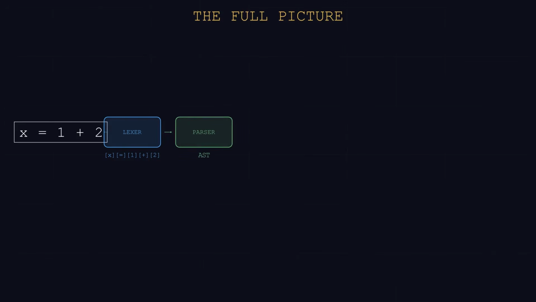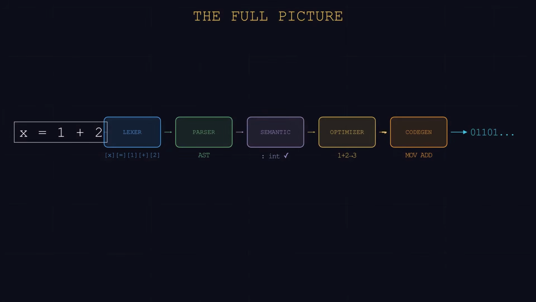So here's the full picture. You typed x equals 1 plus 2. The Lexer chopped it into tokens. The parser built a tree. The semantic analyzer checked the types. The optimizer folded the constants and eliminated the waste. And the code generator turned it into machine instructions. 6 stages. 1 line of code. And every program you run went through all of them.